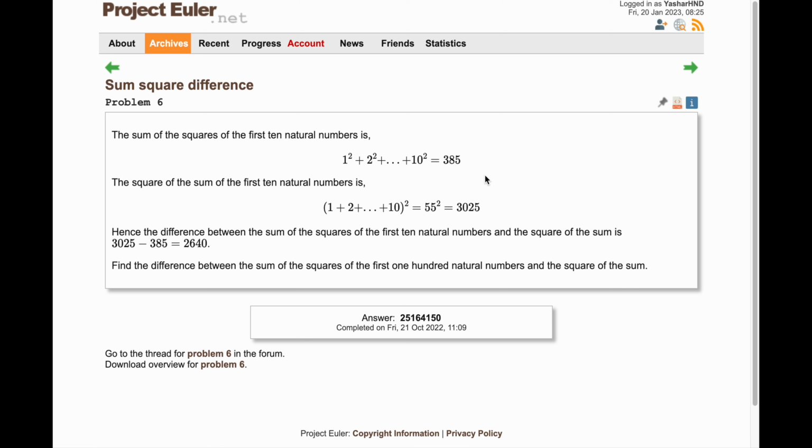In this video, we will take care of problem number 6 of Project Euler, which is Sum Square Difference. Let's first read the problem.